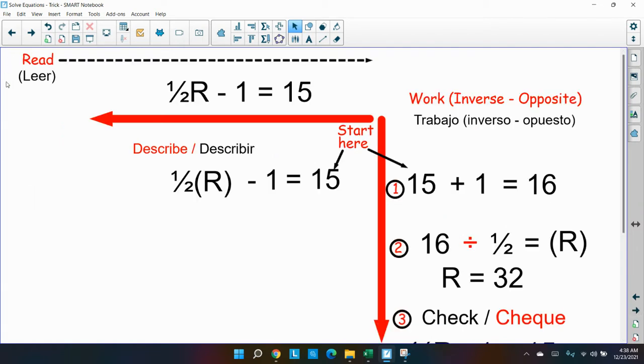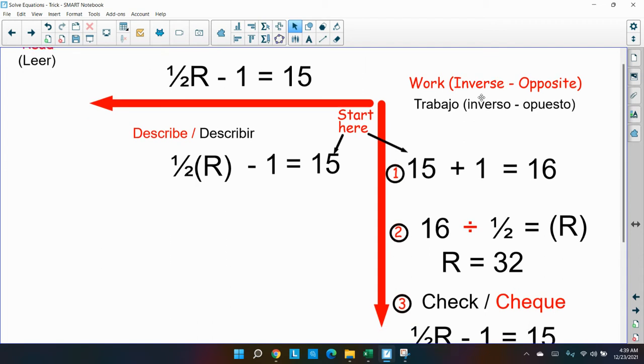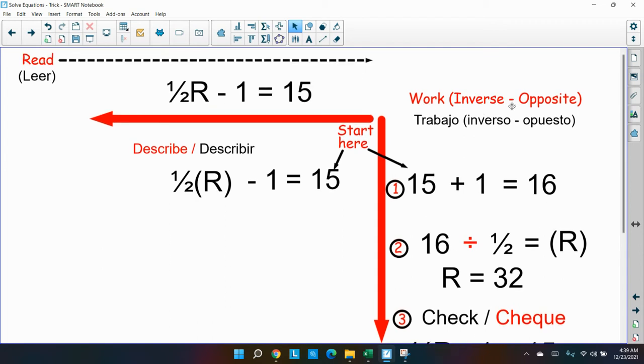So let's get down to the trick. Normally we read from left to right. Here would be our question: 1/2 r minus 1 equals 15. Well, I want to go backwards. Our trick is to work in the opposite direction using what's called the inverse, or the opposite. So we're going to go from right back to left on this equation, describing exactly what goes on in the equation. We're going to start here, going backwards with the 15, and see what's happening.